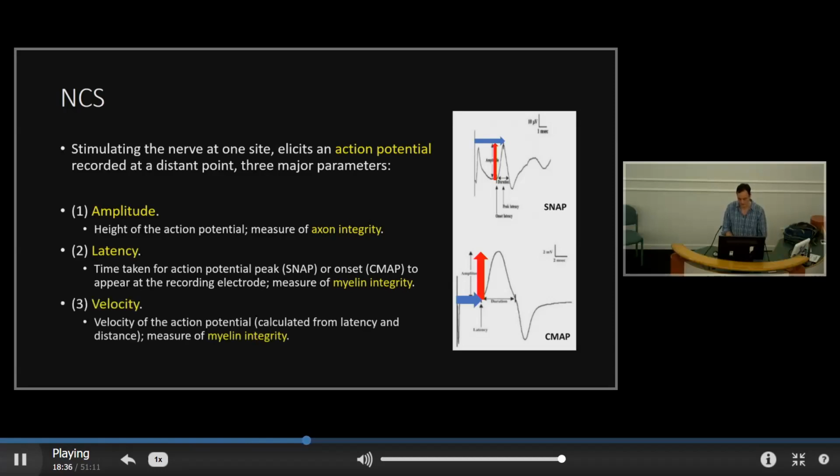And then there's velocity. So velocity is quite straightforward because once you have amplitude, once you have latency and you measure the distance with a tape measure, then you just do your V equals D over T formula and you get velocity. And that's another measure of myelin integrity. So latency and velocity basically correlate. If they're both out, they'll both agree.